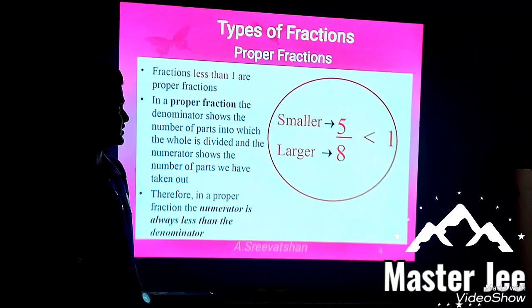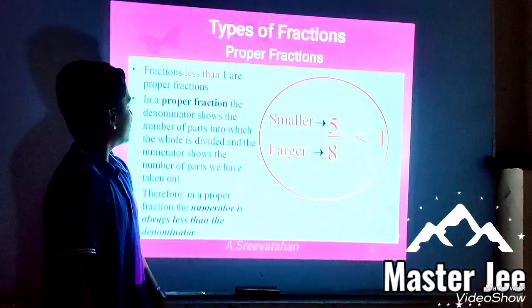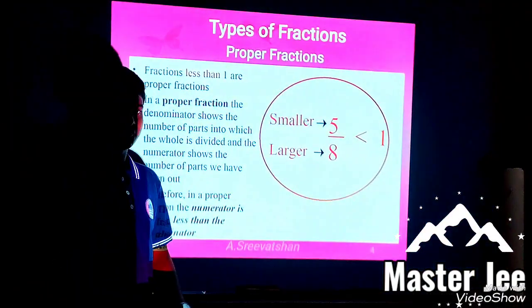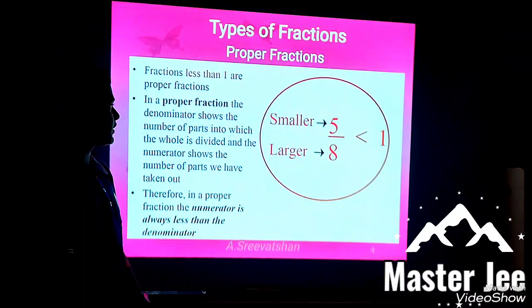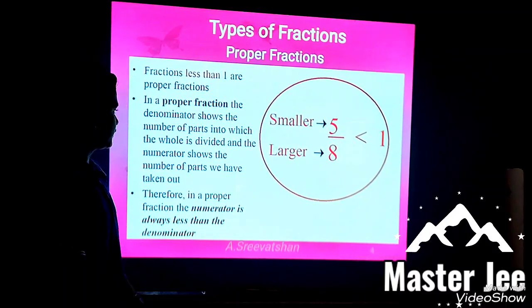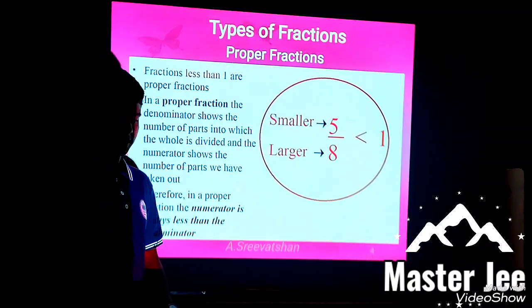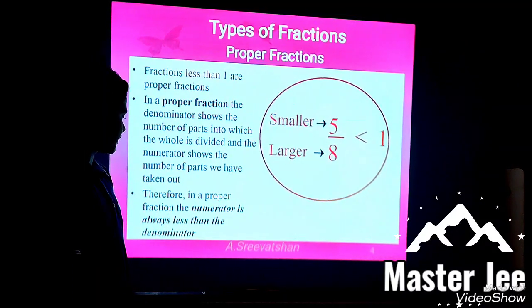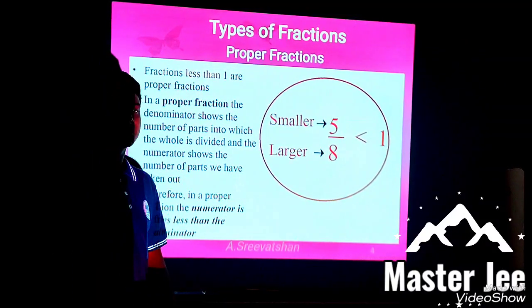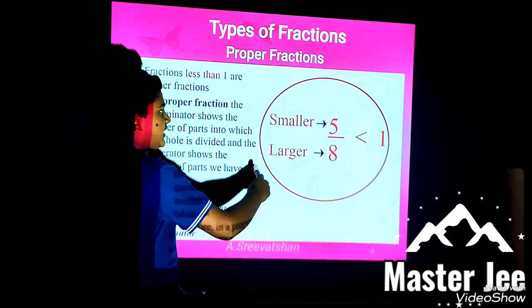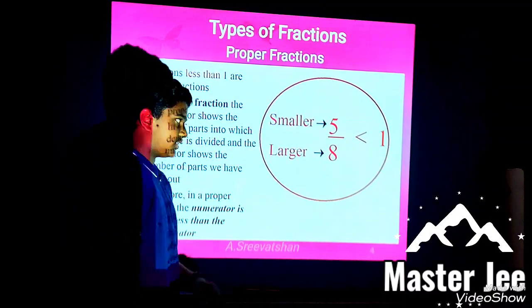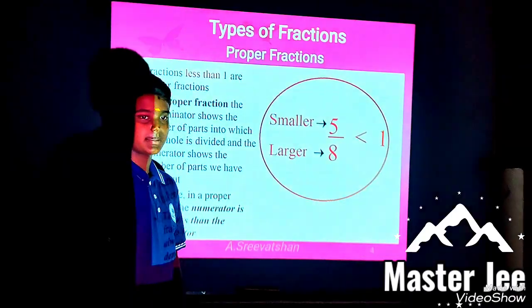What are the types of fractions? Proper fractions. Fractions less than 1 are proper fractions. In a proper fraction, the denominator shows the number of parts into which the whole is divided, and the numerator shows the number of parts we have taken out. Therefore, in a proper fraction, the numerator is always less than the denominator. Here, 5/8 is less than the whole 1.